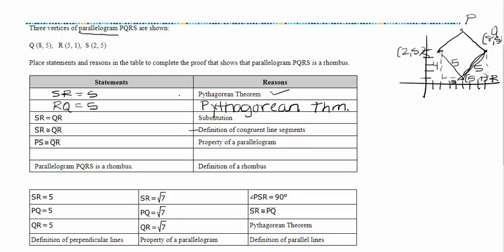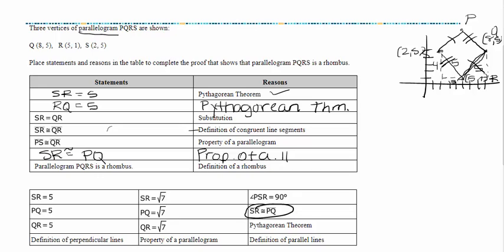If PS, which is this side, is congruent to QR, which is this side, we also know that these two sides should be congruent as well. It's really hard to see all my labels here, but we have SR congruent to PQ. That is the way that they named it here, so it does match our option. And the same reasoning, because our opposite sides are congruent, this again would be property of a parallelogram.